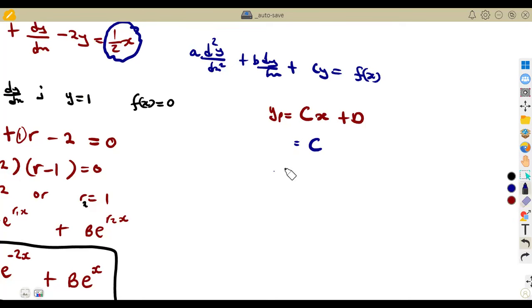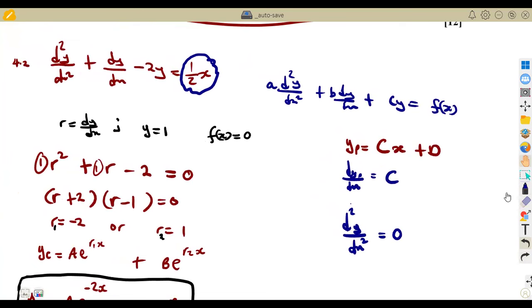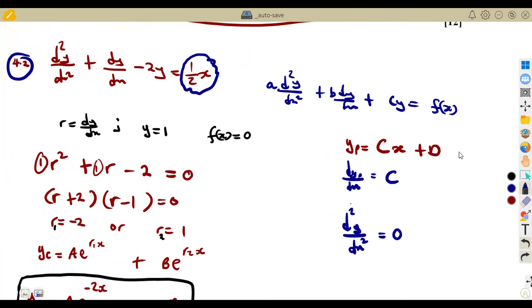That is the derivative of y with respect to x, all right? Then we find the second derivative of y with respect to x. If we differentiate a constant, what do we get? We get a zero. So this is what you're going to do. From our original question, we have the second derivative minus y is equal to f of x. So we have to substitute everything here so that we find the value of C and D.